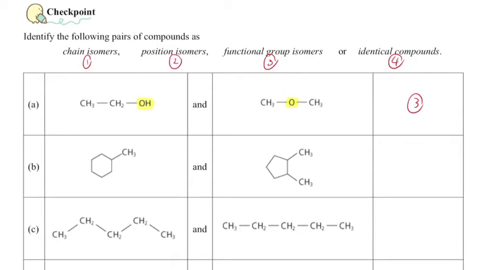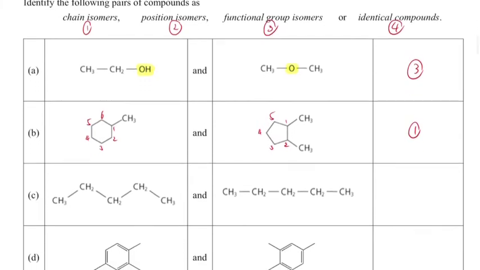Okay, and for the second one, they have the same molecular formula. However, you can see the longest carbon chain is different. On the left hand side, we have 6 carbons forming the cycloalkane. On the right hand side, we have only 5 carbons forming the cycloalkane. Right, so they should be chain isomers.